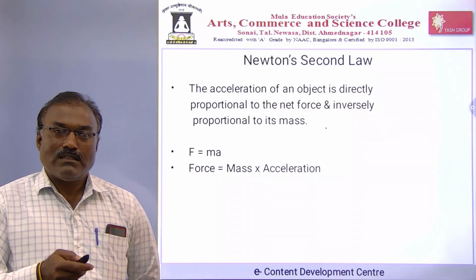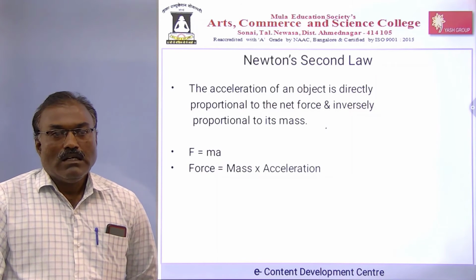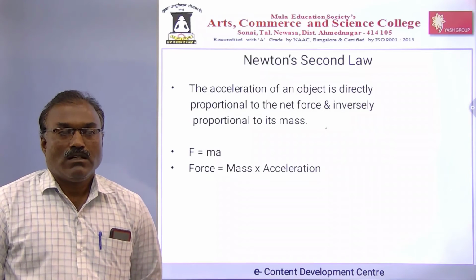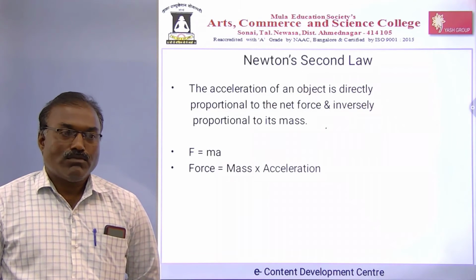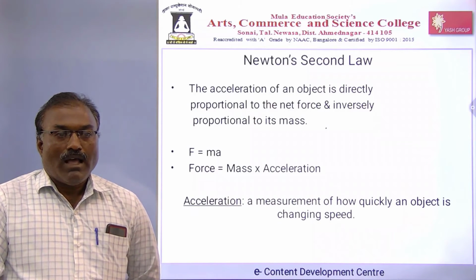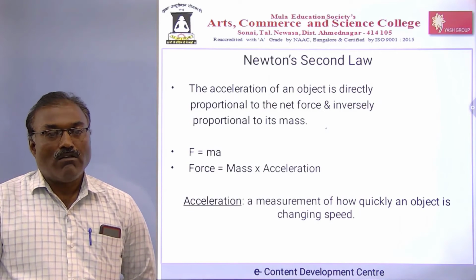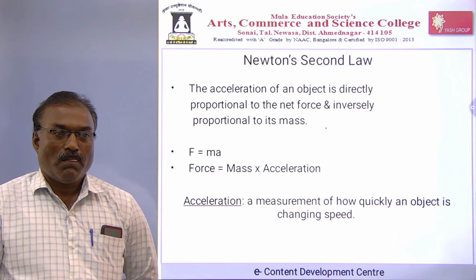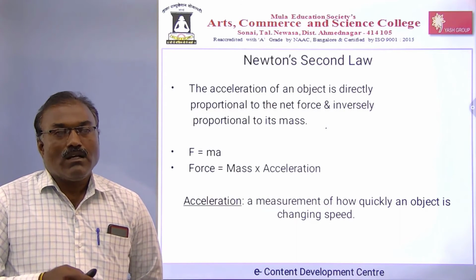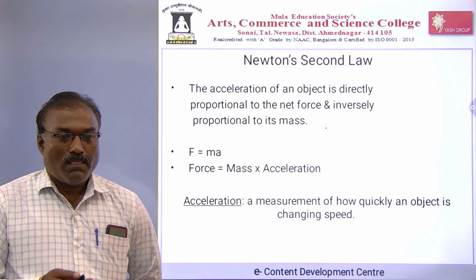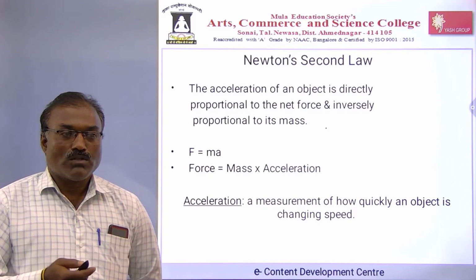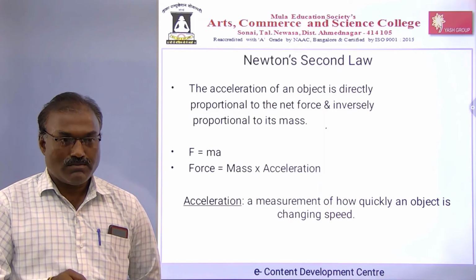Newton's second law states that the acceleration of an object is directly proportional to the net force and inversely proportional to its mass. The formula is force equals mass times acceleration. Acceleration is a measurement of how quickly an object is changing speed. If a force is applied on the object, it accelerates in proportion to the force and inversely proportional to the mass.